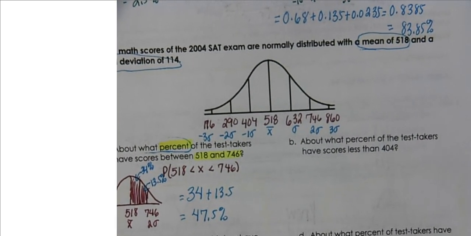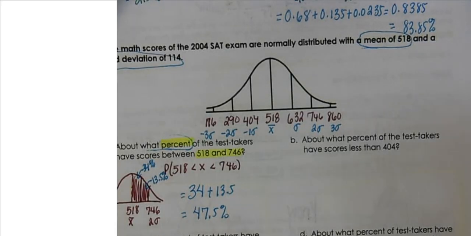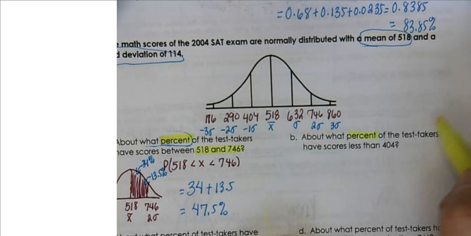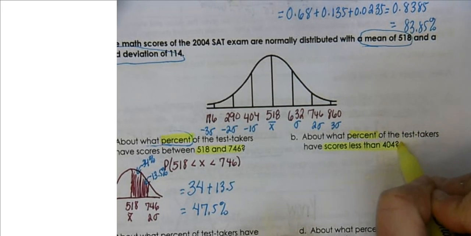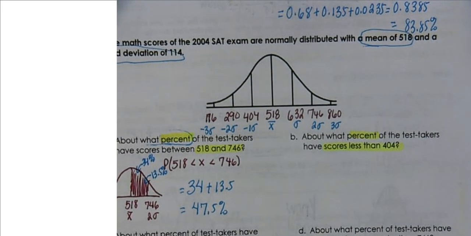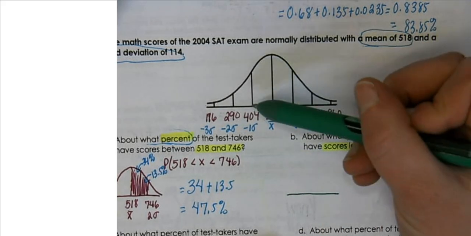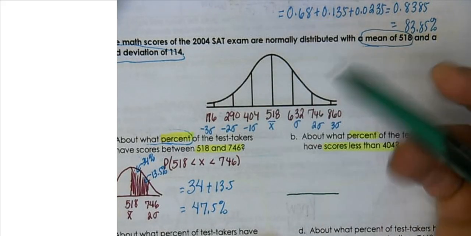For letter B, what we want to do is figure out what percent of test takers have a score that is less than 404. So I'm going to draw a really quick sketch, and we can see that 404 is one standard deviation below the mean.